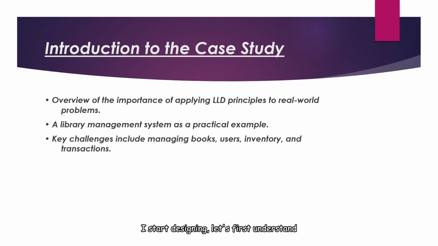Before I start designing, let's first understand the scope and vision of today's project. The library management system we are about to design is intended to manage all day-to-day operations of a typical library. This includes cataloging books, allowing users to borrow and return books, keeping track of overdue items, and maintaining accurate inventory. We will take a requirements-first approach, carefully identifying what needs to be built and ensuring that every design decision we make ties back to these functional needs. The emphasis will be on creating a modular, extensible system that can evolve over time without major rewrites.